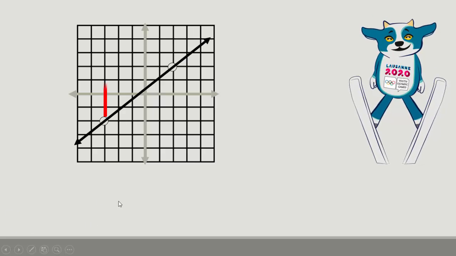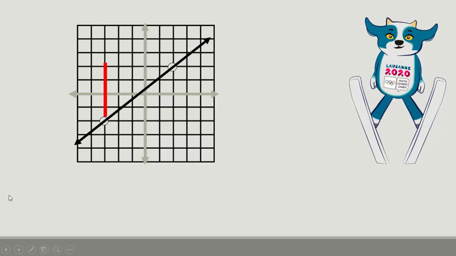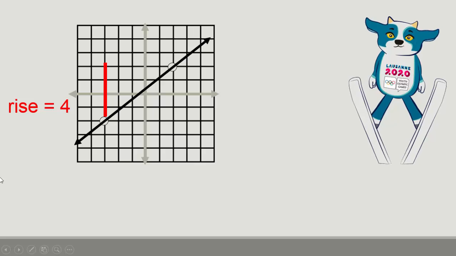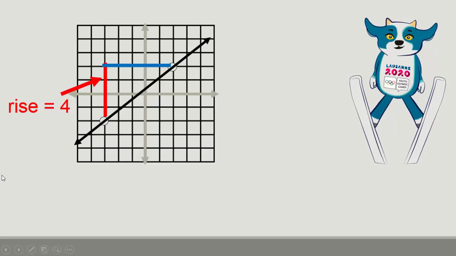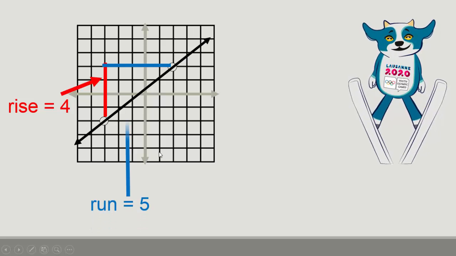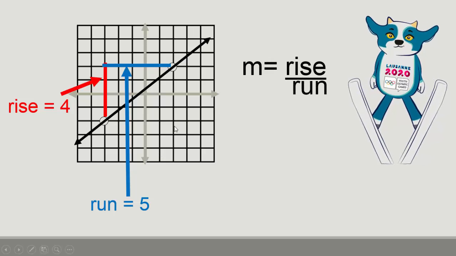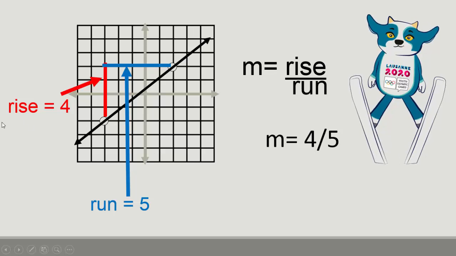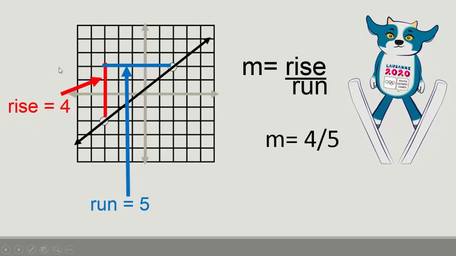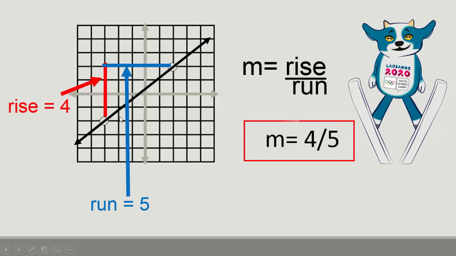To understand the rise-run terminology a little bit better, here we have a situation with a line on a graph and 2 points. And here's our first point. So we go up 4 boxes, and that's our rise. And then we go across 1, 2, 3, 4, 5 boxes, and that's our run. So our slope is rise over run, which is equal to 4 for the rise over 5 for the run, and that would be our slope.